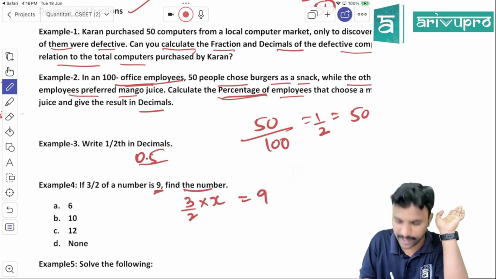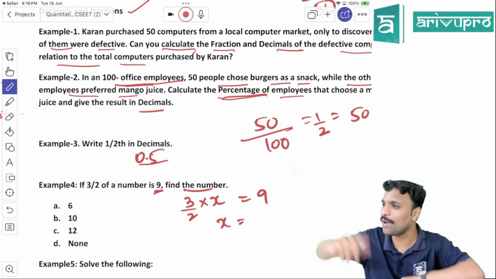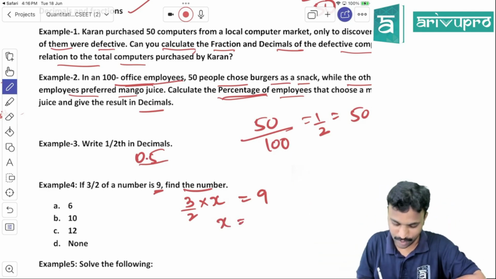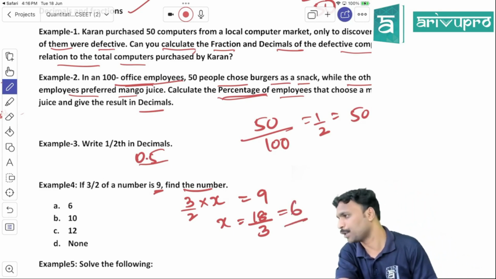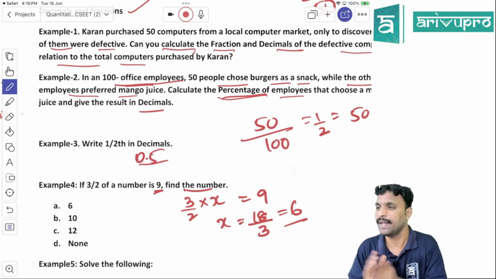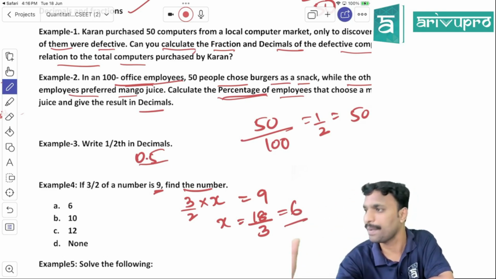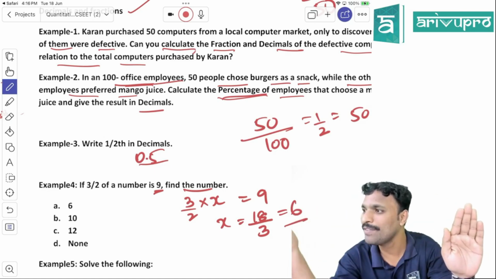What do we need to find? The number. So x will be, see, 3 by 2 becomes 2 by 3. So 2 gets multiplied with 9. 9 2s are 18 by 3, which is 6. The number is 6. Now, this is for your understanding. I wrote it. Once you understand this, what are they saying? 3 by 2 of a number, 3 by 2 into x is equal to 9. What do you need to find? Only x. 3 by 2 will become what?